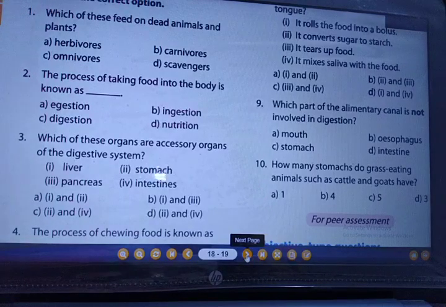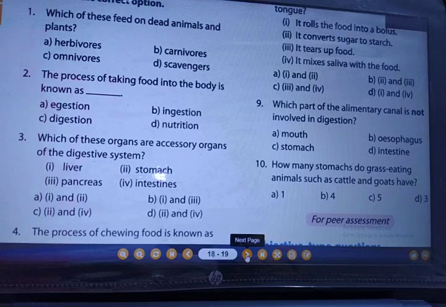Okay. Now the second question is, the process of taking food into the body is known as what? As I have taught you in this video, when I described chapter number 2, the first process of taking food is ingestion. The options are ingestion, digestion or nutrition. The right answer will be ingestion. The process of taking food into the body is known as ingestion.